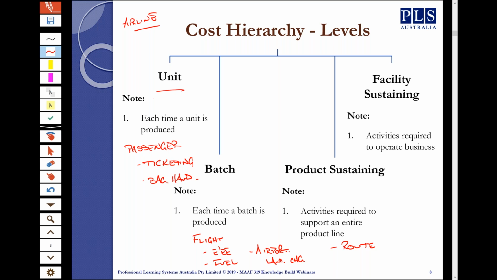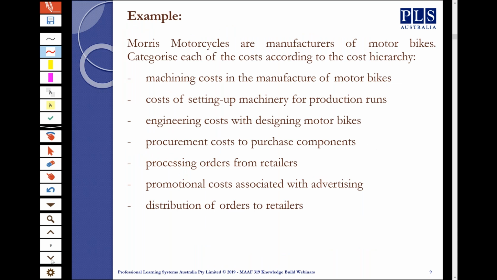Now, I think if they come here, it'll be more likely to be at the first three, not overly convinced that facility sustaining. So if I was to do this simply in the context of Morris Motorcycles and give you a series of costs, and we've got to categorize, we've got machining costs, costs of setting up machinery, engineering, procurement, and so on. If I was to loosely work this through, the logic of my machining costs, I would treat as a unit cost that would be incurred on each individual bike. With respect to the cost of setting up machinery for a production run, so I'm doing more than one bike at a time, that would be the logic of my batch.